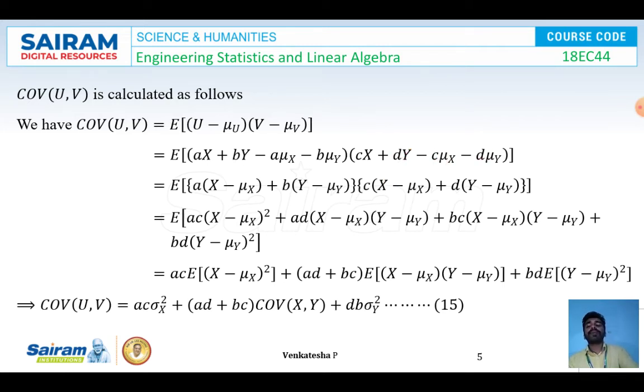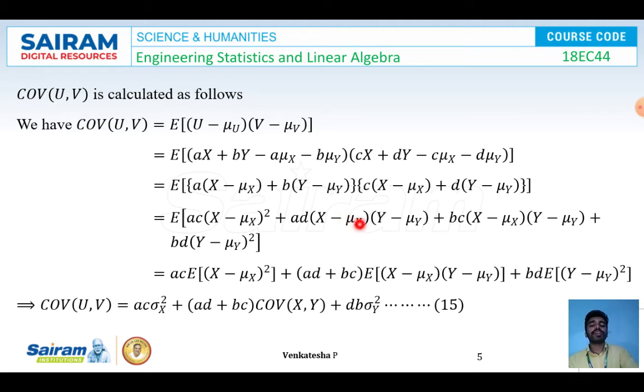So I got expectation of a into x minus mu x plus b into y minus mu y, c into x minus mu x plus d into y minus mu y. So now multiplying each term, I got the equation expectation of ac into (x minus mu x) whole square plus ad (x minus mu x)(y minus mu y) plus bc (x minus mu x)(y minus mu y) plus bd (y minus mu y) whole square.